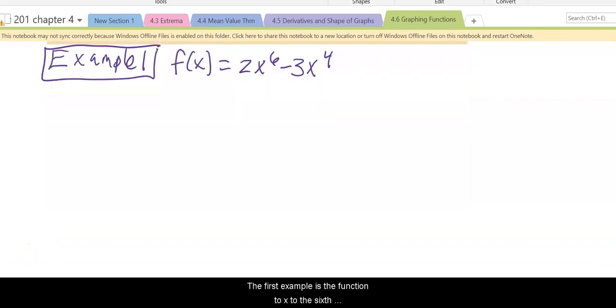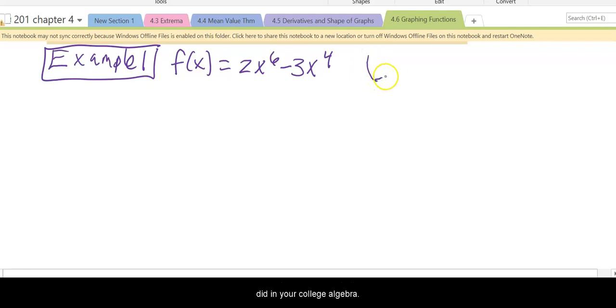Our first example is the function 2x to the 6th minus 3x to the 4th. First, note that the degree of this function is 6. It is a polynomial, which means that both of the end behavior, both arms on the far left and far right, either both go up or both go down. Because the leading coefficient, the 2, is positive, they'll both go up. We have a couple possibilities that you should remember from earlier in the semester or from your college algebra. It's not clear what it will do in the middle, but at least on the ends, we know the end behavior should be it goes up towards infinity.